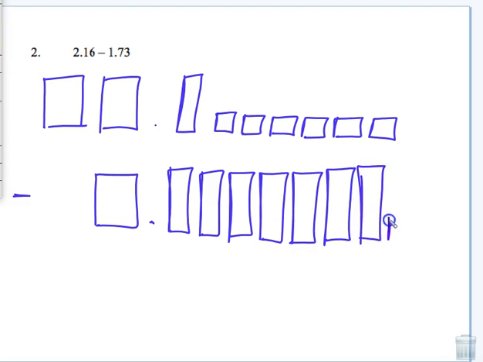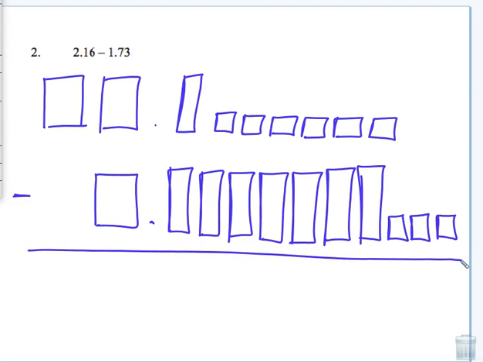And then my 3 hundredths. Okay, so when I go to subtract, I'm going to mark them out. I'm not adding them together, I'm subtracting. So what I have is 6 hundredths, and I'm subtracting 3 hundredths. When I take the 3 away, that's going to cancel out 3, and I'm left with 3 hundredths.